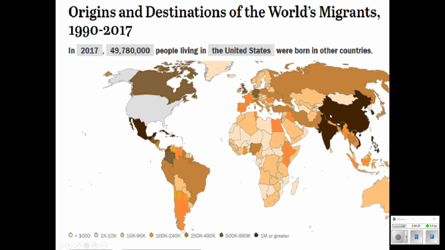Notice that the countries that are darker here tend to be bigger populations, or they have some sort of relative location connection to the United States.